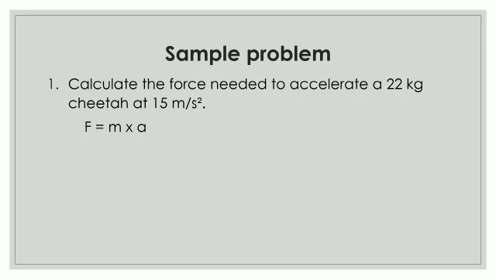So from the problem, mass is equal to 22 kilograms and acceleration is equal to 15 meters per second square. So we will now substitute the values to the formula. We have 22 kilograms, which is the mass, multiplied by 15 meters per second square, which is the acceleration, gives 330 newtons. So, the force needed to accelerate a 22 kilogram theta at 15 meters per second square is 330 newtons.